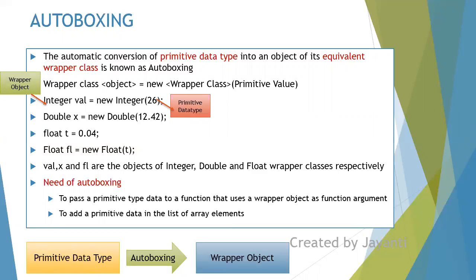How do you do that? Wrapper class का object is equal to new wrapper class and primitive value. So 26. So this is the way you do auto boxing. कैसे लिखते हैं? 26 is a primitive value, उसको कन्वर्ट करना है इंटीजर के ऑब्जेक्ट में. तो यहाँ पे इंटीजर का ऑब्जेक्ट क्या है? val. तो रैपर ऑब्जेक्ट क्या है? val. So see, this is the way you are converting a primitive value to an object. Integer val is equal to new Integer 26.